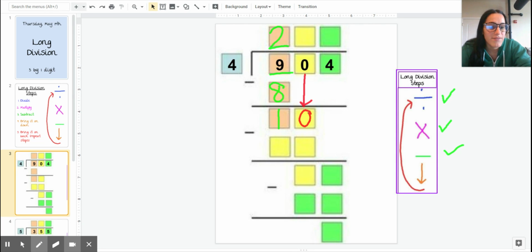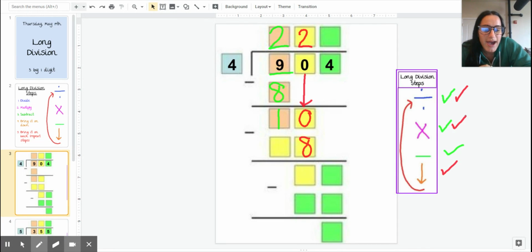So now, since I've brought it on down, I need to bring it on back, and now we're back at division. How many times can 4 go into 10 without going over? I know 4 can go into 10 twice. So I'm going to write a 2 right on top of my 0. I'm going to check that we've divided. Next up, we need to multiply. 4 times 2 gives me 8. Let me check off that we multiply just to keep on track.